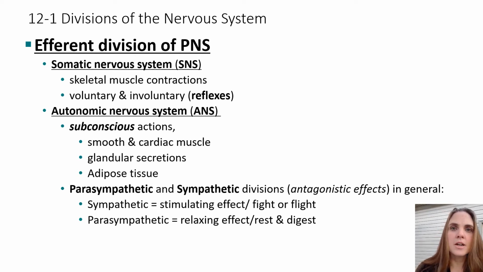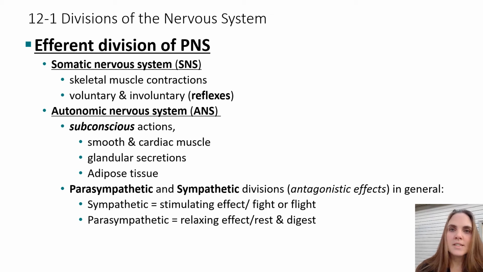And then we have the autonomic nervous system. The autonomic nervous system is responsible for subconscious actions, things you are not aware of. And it's going to be responsible for contractions of our smooth and cardiac muscle, as well as glandular secretions and adipose tissue. And then the autonomic nervous system can further be divided into the parasympathetic and sympathetic divisions.